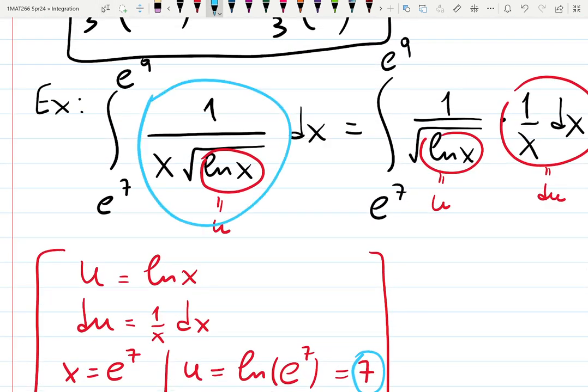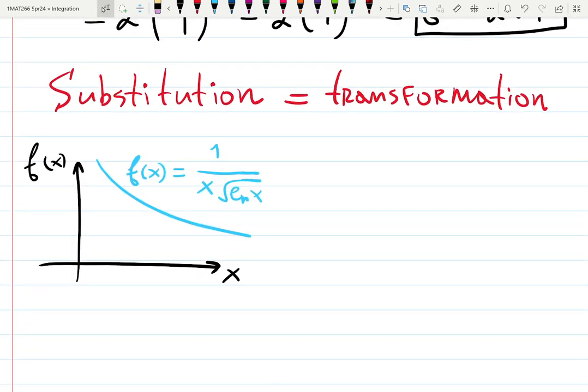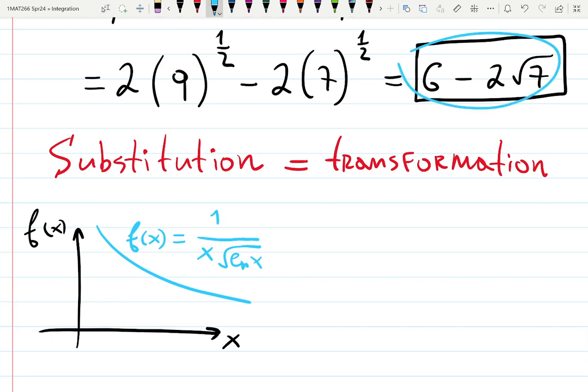This is the function. From calculus 1, you maybe remember area below the graph, approximation with rectangles. So we're going to do it again soon. But that's one of the applications. We found the answer, 6 minus 2 square root of 7. That's some kind of number, something like 3 point blah, blah, blah. So this 3 point blah, blah, blah is the area from e to the 7 to e to the 9 below this graph of the function. So this is the area we found.